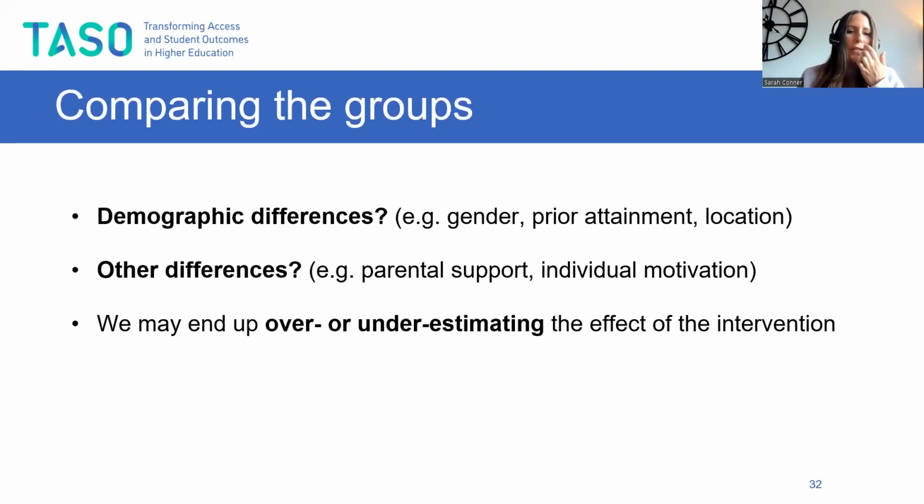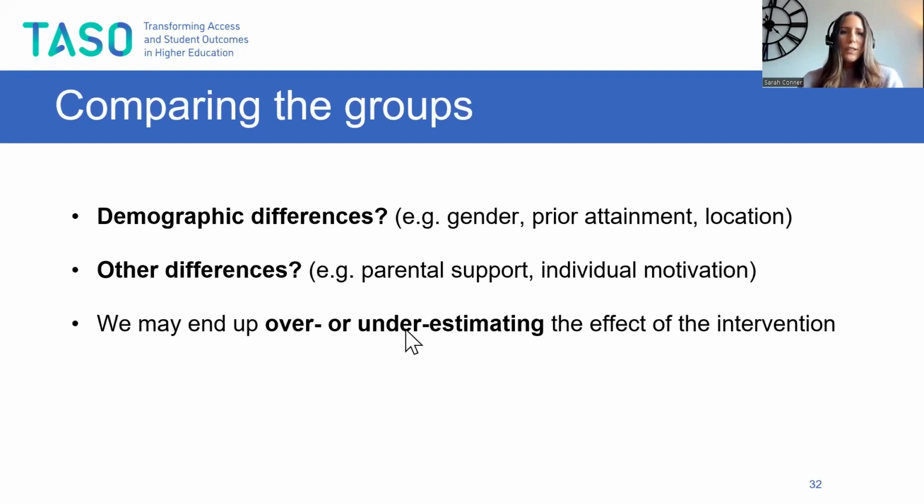So this is why we have to be really careful, even when using a comparison group, because both observable or unobservable differences in those groups may mean that we end up either over or perhaps underestimating the effect of an intervention.